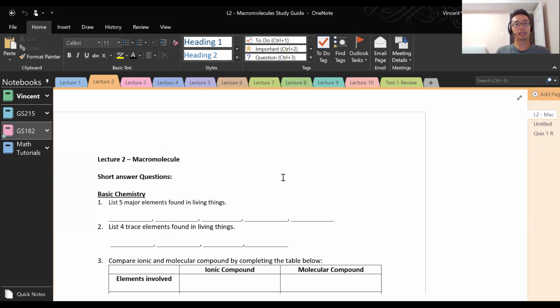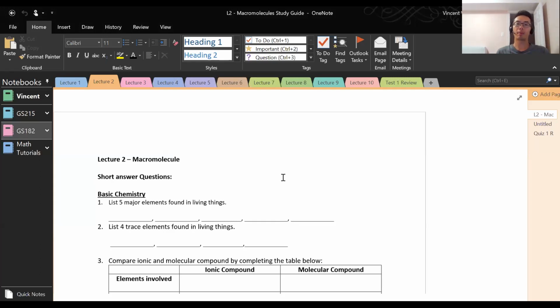So last week we learned about the scientific method, and we talked about how to set up an experiment and how to look at different sources to see whether they're reliable or not. And today we're going to shift gears. We're going to actually talk about actual biology now.